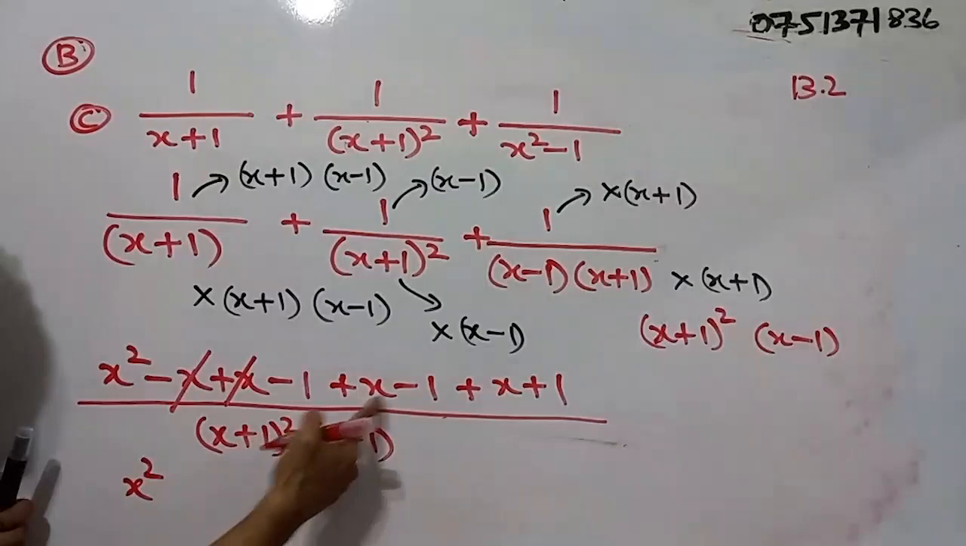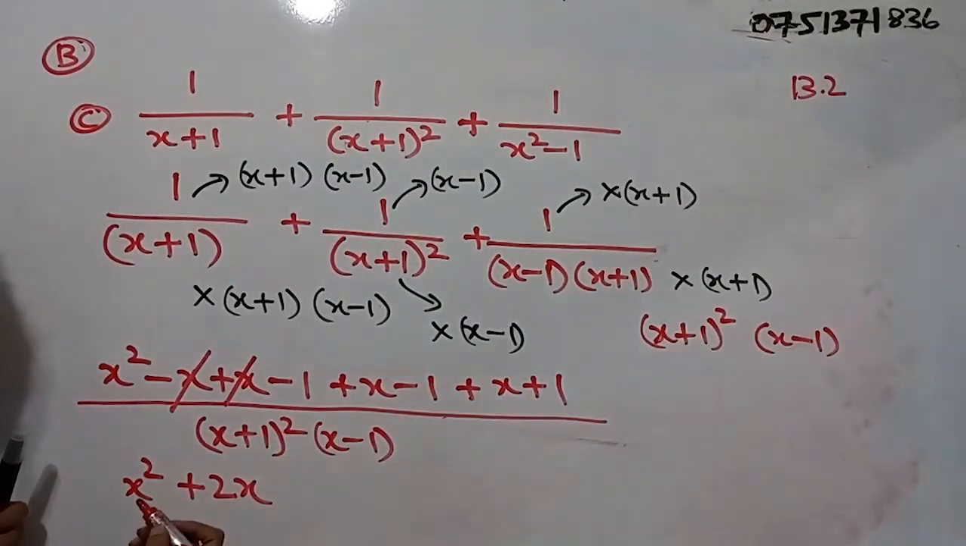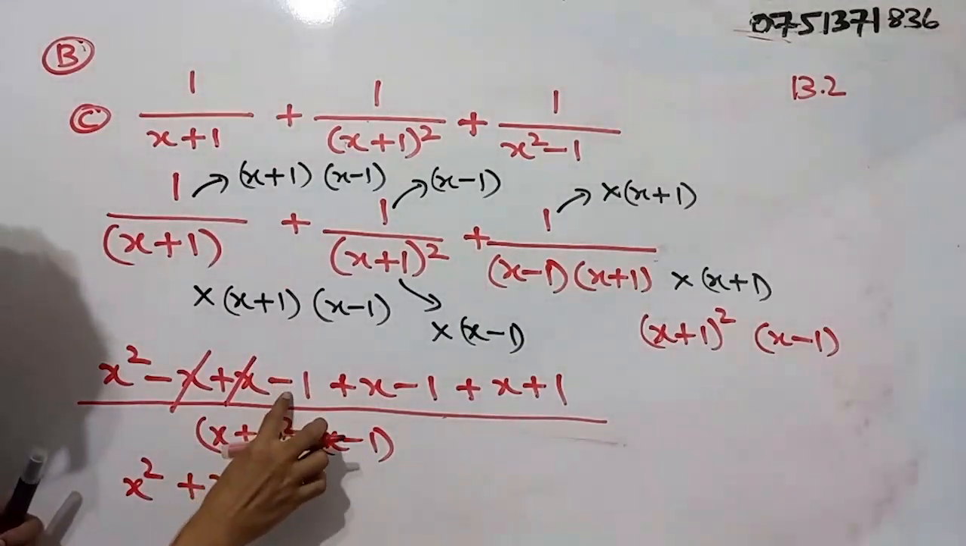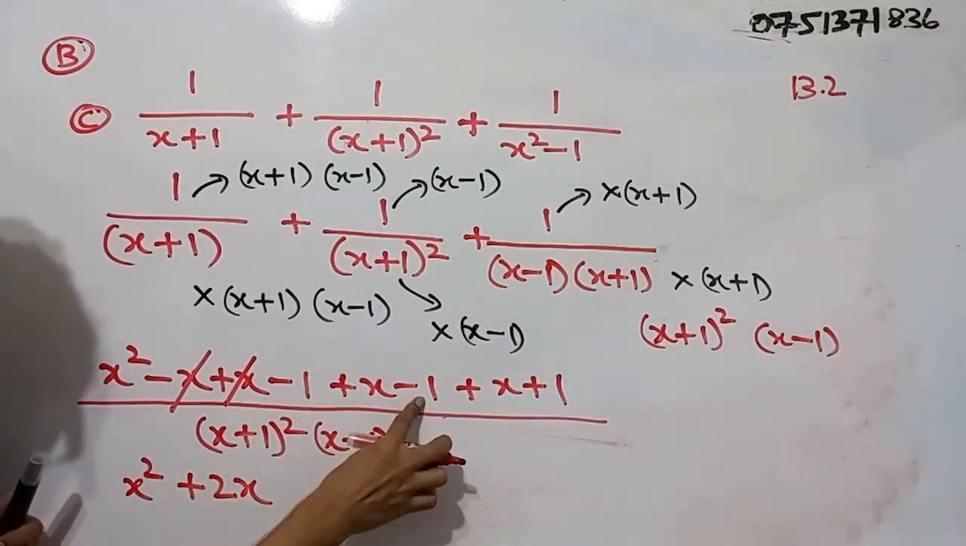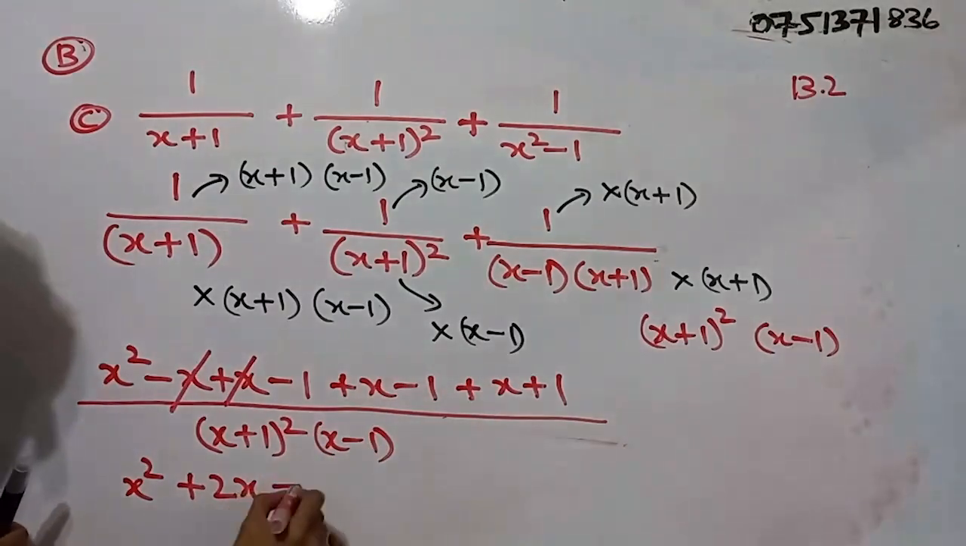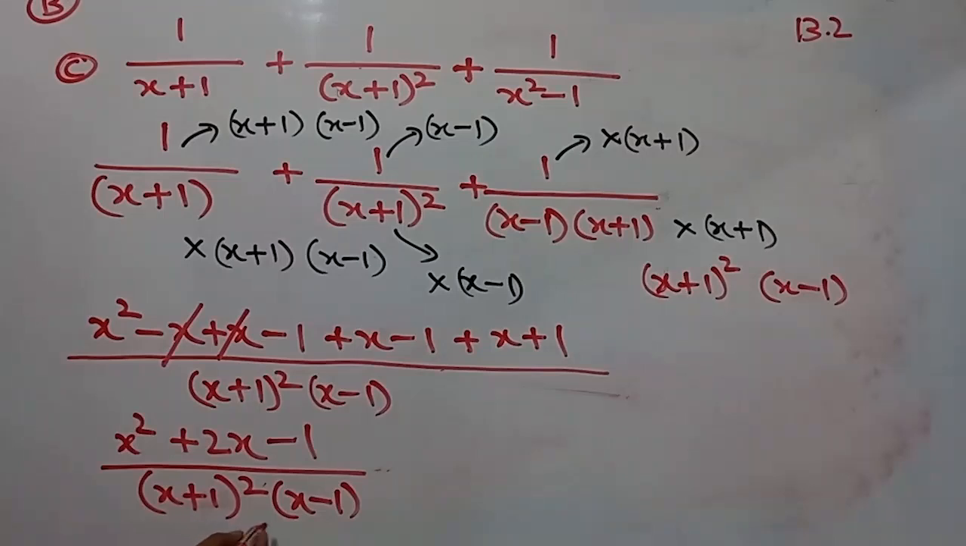Then we have plus x and another plus x. So the outcome should be what? Plus 2x. Okay. Then we have a minus 1, that means minus 2 or negative 2. Negative 2 plus 1 means negative 1. Right. Then this entire expression needs to be divided by the LCM. Right. Okay. So this should be the answer.